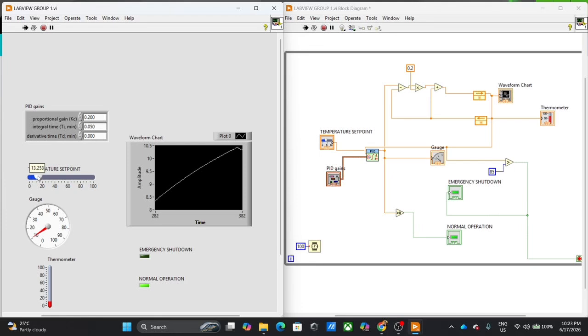So I will increase the set point to 85 because I want to trigger the emergency shutdown. Okay, 65 and then until 85, because I want to trigger the emergency shutdown. Okay, the gauge is slowly rising to 85. It will trigger the emergency shutdown. Wait for it, yeah. It is getting slow because of the PID gains, since we want to get a smooth waveform chart.